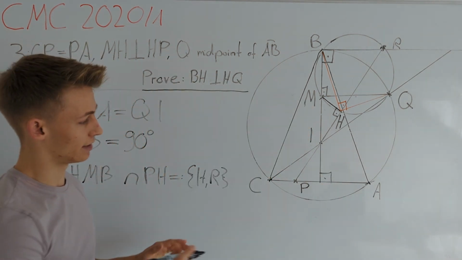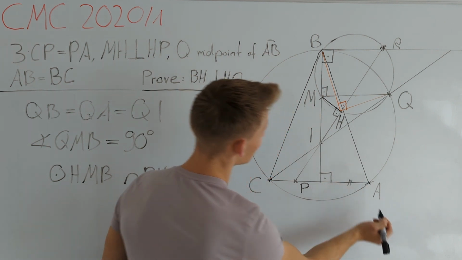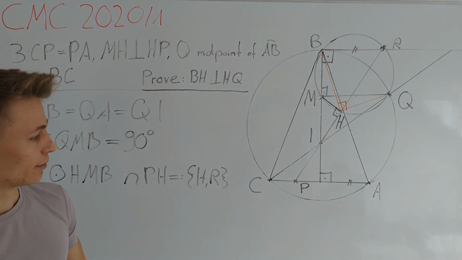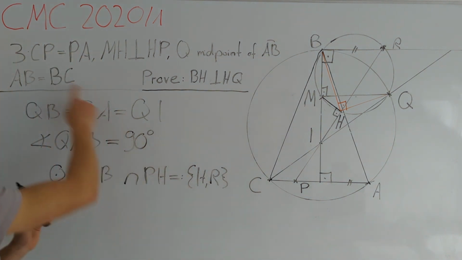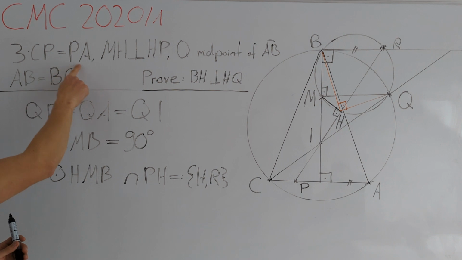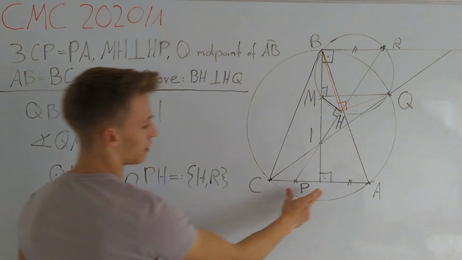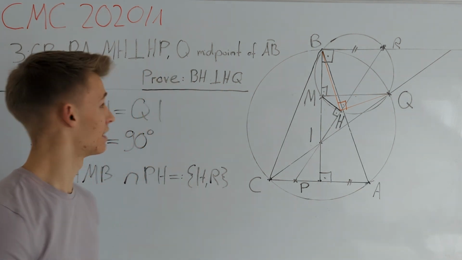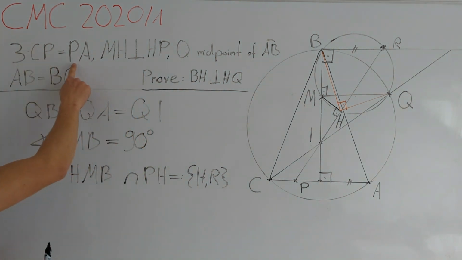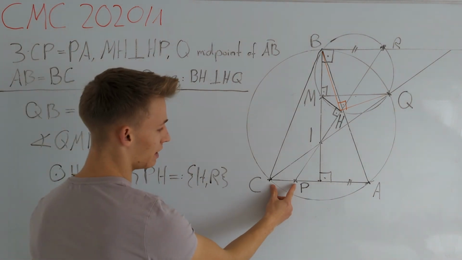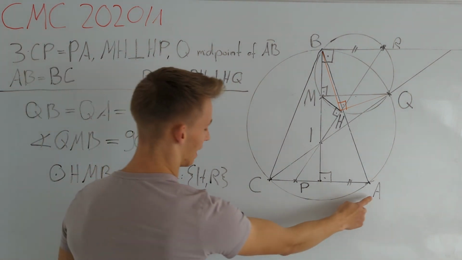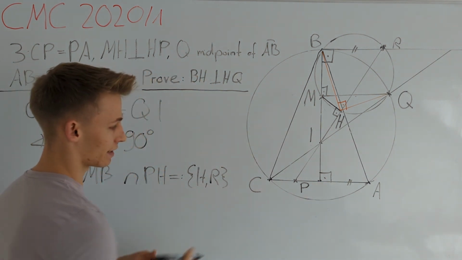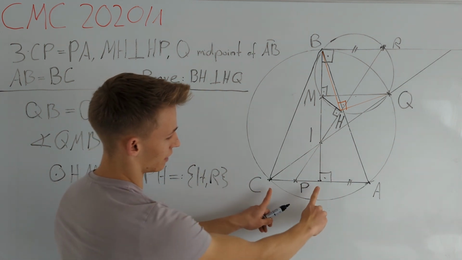This means now that these two lines here, AC and BR, are parallel, and therefore we can now make use of the condition that 3 times CP is equal to PA, because we have two parallel lines and therefore the ratio stays the same. At first, notice that from 3 times CP is equal to PA, we get that CP is 1/4 of the line AC, and therefore, since this is the midpoint of AC, we get that P is the midpoint of this segment here.